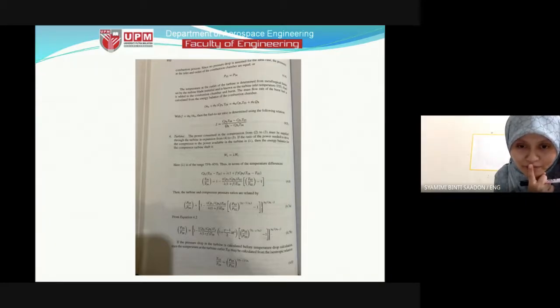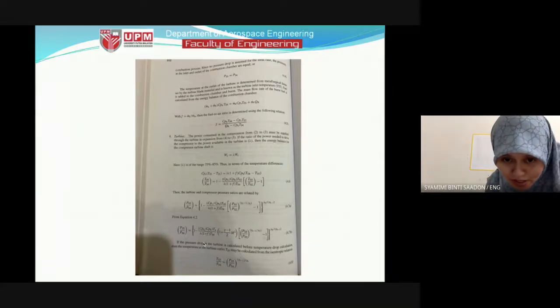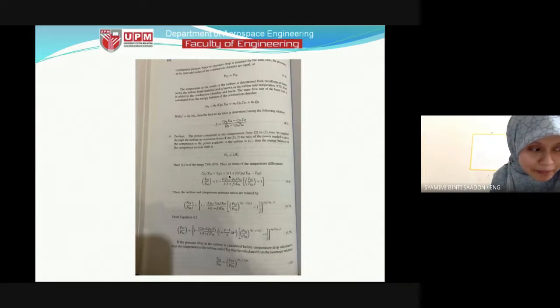For point 5, we will use this equation. Can you see it? Not the one below; the one above is enough, because we have Cp, T total 3, T total 2. Lambda, if it's not given, then we assume it is 1.